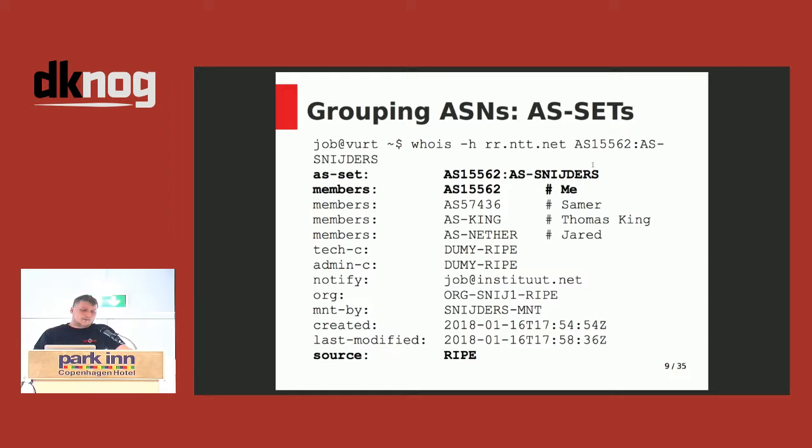AS15562:AS-SNIJDERS. The reason I use the format AS number colon name is because this guarantees that the set is unique. Nobody will have the same name as this particular object, because I am the only one that has this AS number. It's globally unique. And as part of the AS set output, we see members. And members can be either an AS number or another AS set, like AS-KING or AS-NETTER. And you can sense that there will be a bit of recursion here.